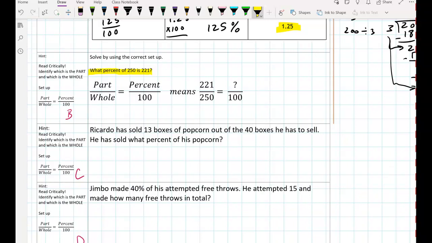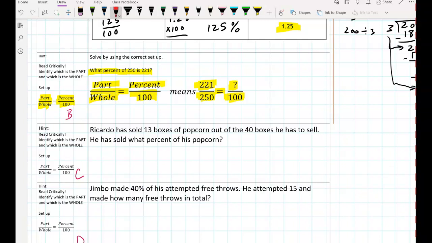So we want to set up our proportion, part to whole, percent over 100. So we have part over whole equaling percent over 100. So in this case, 250 is the whole, 221 is the part. And so then we want to know, how do we get to 100? Because we're looking for the percent. What percent of 250 is 221?